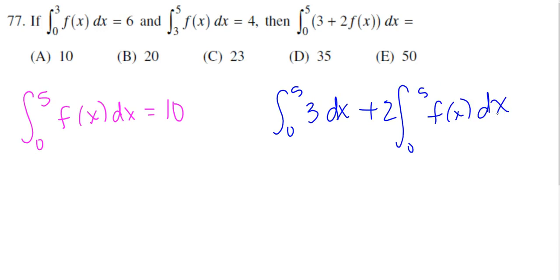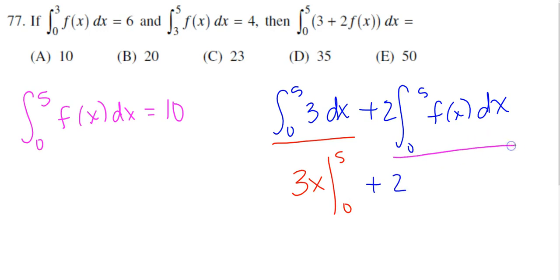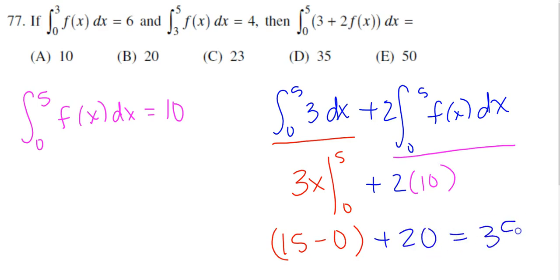All right, so for the first integral, remember two ways to find a definite integral, and that is area under the curve or antiderive. So for this one, we will antiderive and evaluate that at 5 and 0. And then for this one, we know that this integral is equal to 10. So for the red piece, I've got 15 minus 0 plus 2 times 10, which is 20. So 15 plus 20, we should be getting 35.